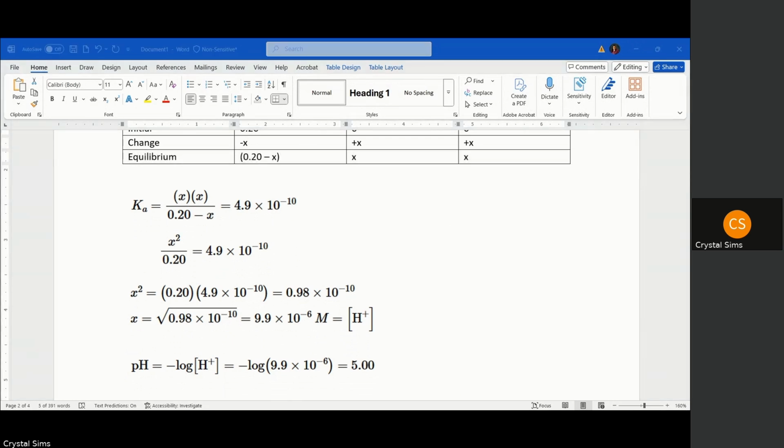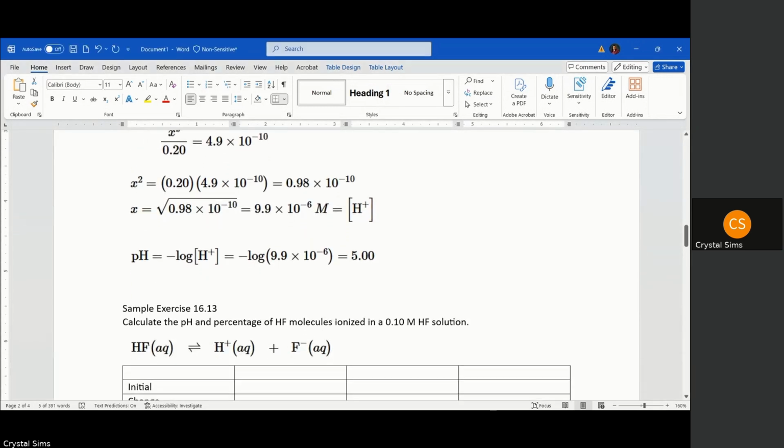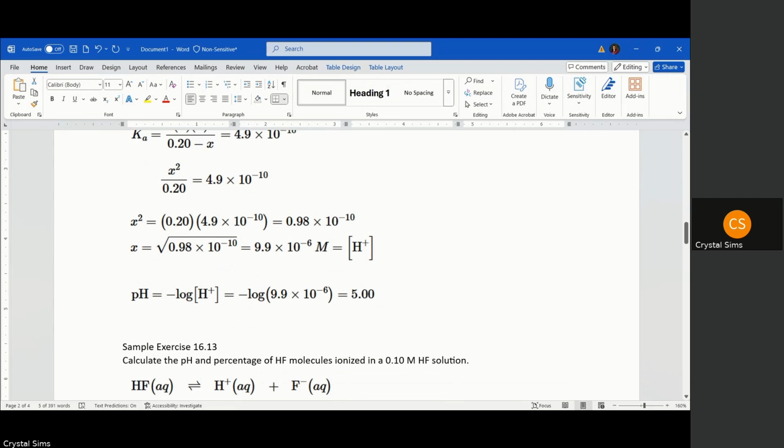Okay, so now we're going to move into one that's going to be a little bit different, where we aren't going to be able to use our simplifying assumption. So let's look at 16.13. In 16.13, I have to calculate the pH and the percentage of HF molecules that are ionized in a 0.10 molar hydrofluoric acid solution.